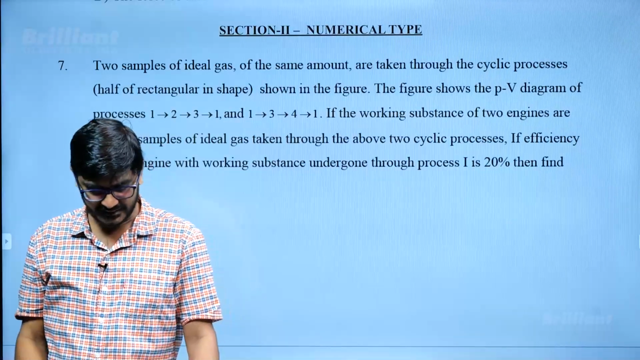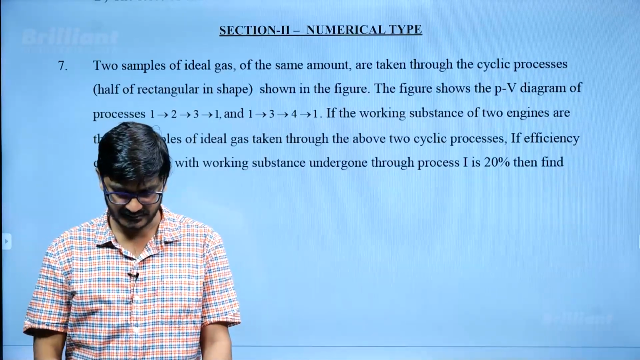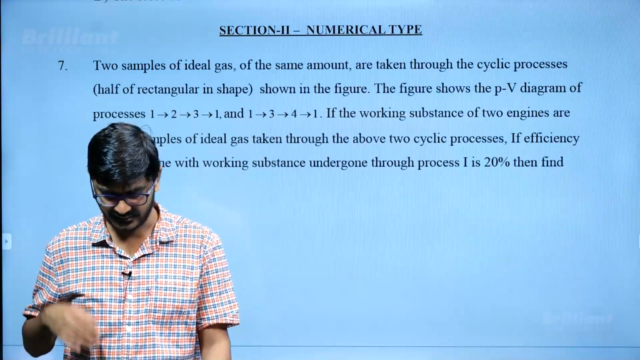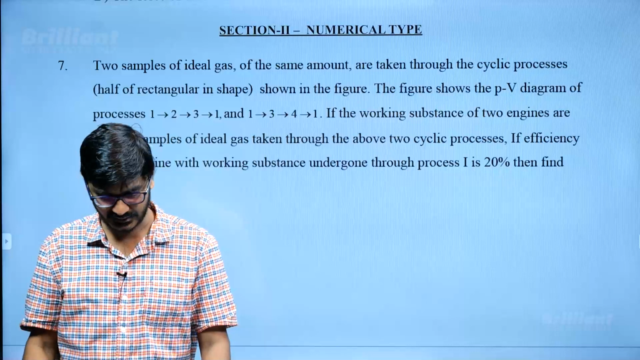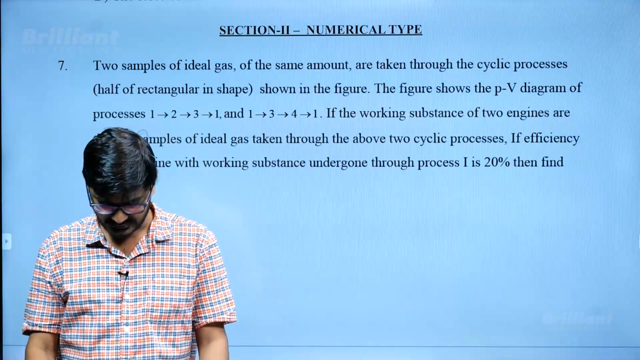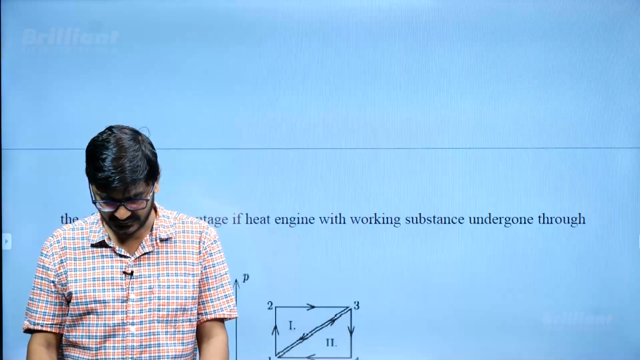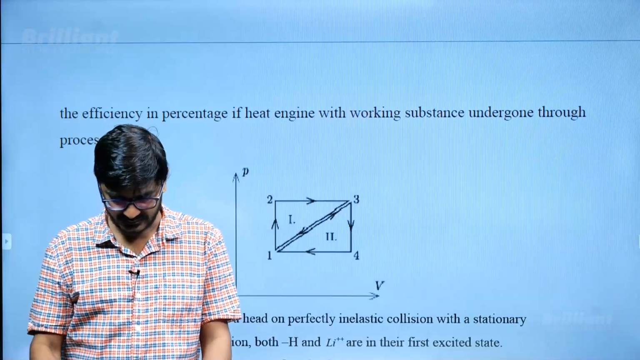Two samples of ideal gas of the same amount are taken through cyclic process, half of rectangular in shape as shown in the figure. The figure shows PV diagram of the process 1231 and 1341. If the efficiency of cycle in process 1 is 20%, find the efficiency in the second process.